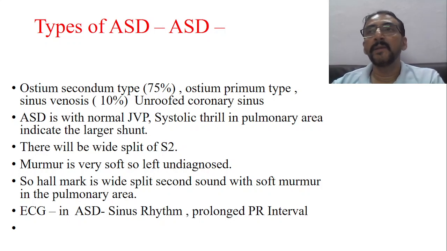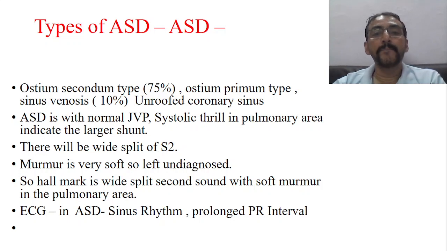ASD, that means the fossa ovalis actually. There are two openings, the primary ostium and the secondary ostium. Sometimes the primary ostium may be closed or the secondary ostium may not be closed. Sometimes the secondary ostium is closed or the primary ostium is not closed. Okay, both lead to ASD. In that, the ostium secundum type is 75%. Okay, the primary type is less.